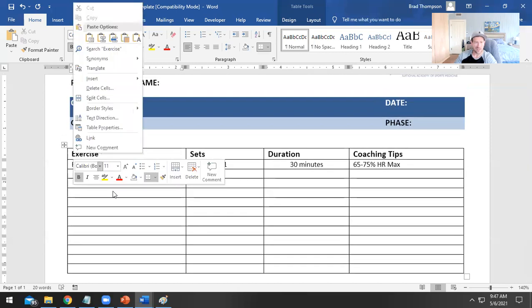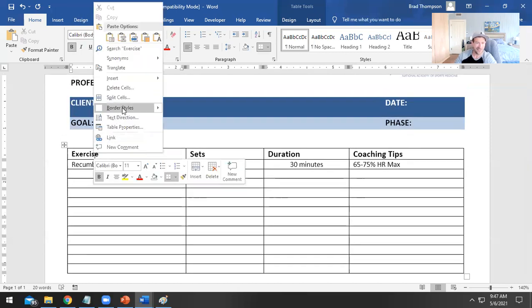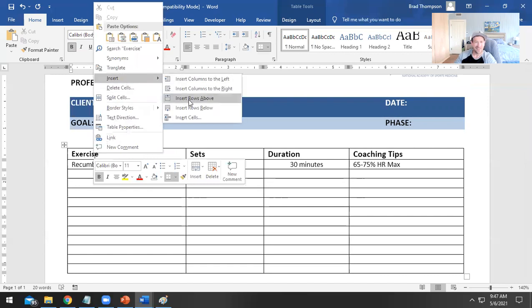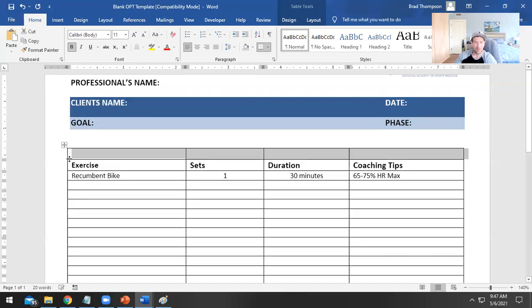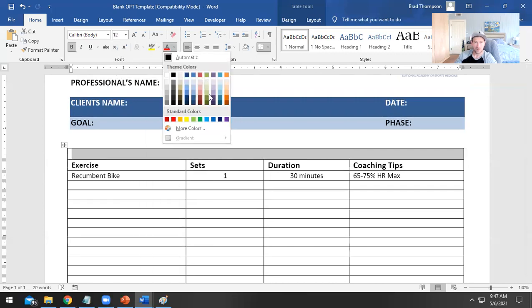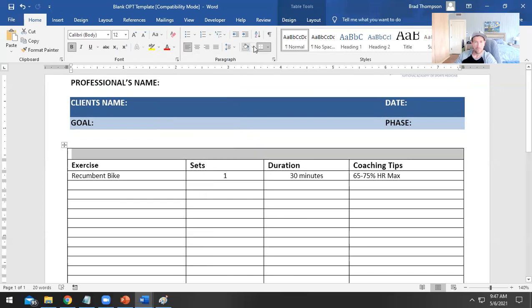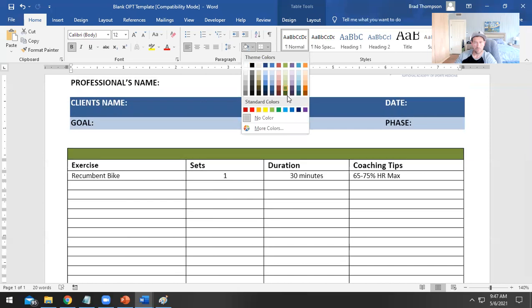Stage 1 routine. God dang it, I deleted the thing above it. Row above. Merge cells, fill it with blue. Oh, what's the NASM color? That one.